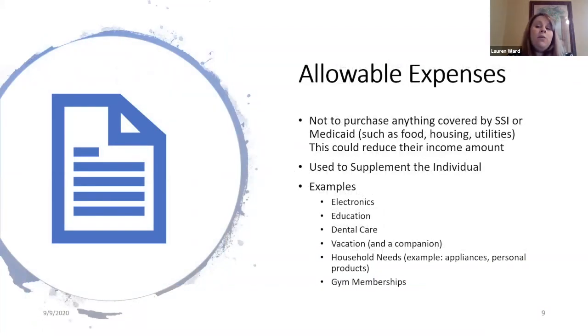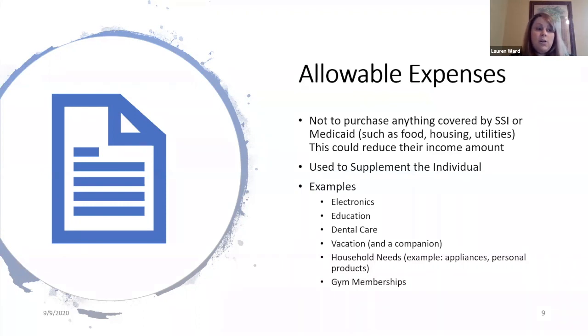So the big thing with the supplemental needs trust is you don't want to pay for anything for the disabled individual that you're not allowed to. So there's allowable expenses and things that aren't allowed. So what not to purchase is anything that should be covered by SSI or Medicaid, such as food, housing, utilities. This could reduce their income amount. For instance, if the trust pays their rent that month and they're getting $700 SSI and their rent's $300, SSI could reduce by $300 down to $400.